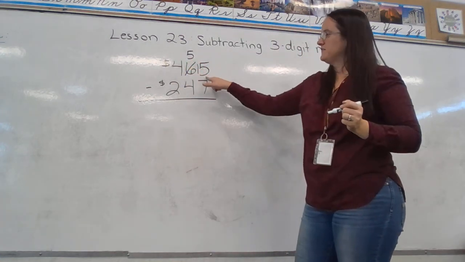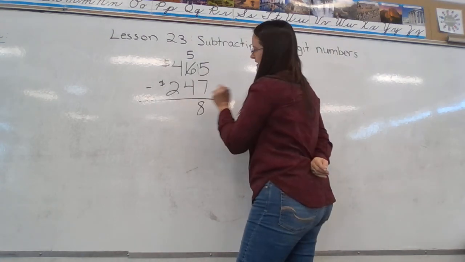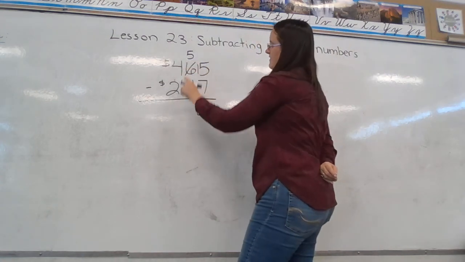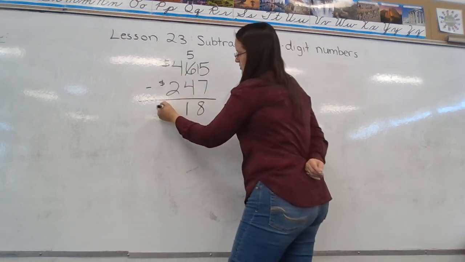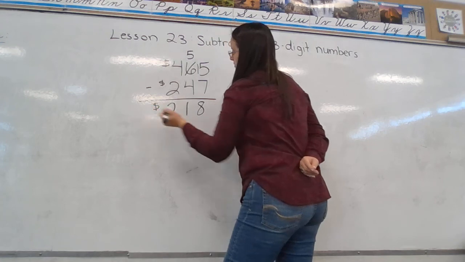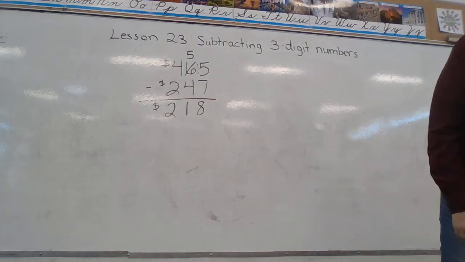So now 15 minus 7 gives us 8. 5 minus 4 gives us 1. And 4 minus 2 gives us 2. So Mrs. Jones had $218 left.